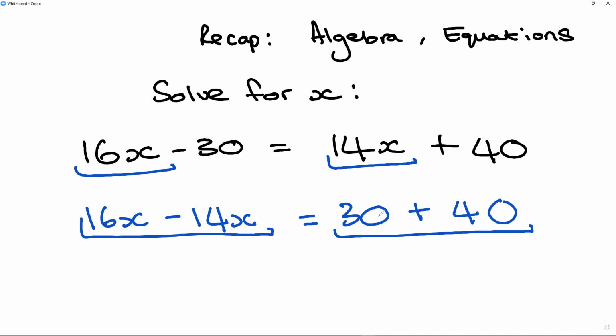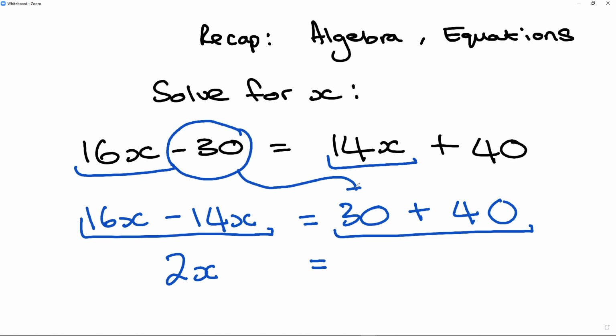So 16x minus 14x comes to 2x, and on the right-hand side, 30 plus 40 comes to 70. Now remember, negative 30 moved as well. Change sides, change signs, and it became positive 30. So we got negative 30 on the left-hand side, which changes into positive 30 on the right-hand side, and we've got 14x, which changes to negative 14x on the left-hand side.